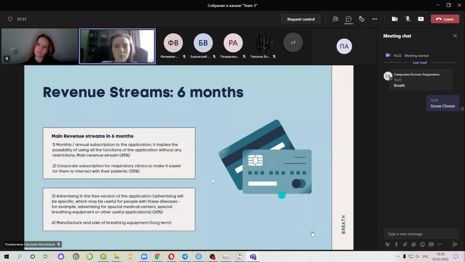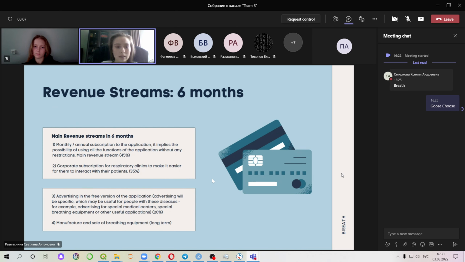And now we'll talk about revenue streams in the short-term perspective. First of all, we should say that our app has a great value to people with asthma, COPD, and post-COVID-19 conditions, as it is their daily support and tries to make sure that their diseases do not prevent them from living a normal life. So people will be willing to pay for use of this application. And there are several main revenue streams in our model.